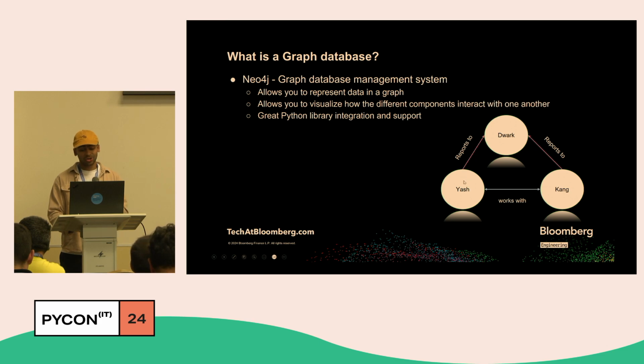All right, so this is me. I have a manager, let's say Dwark, I report to him, and that is the relationship. I have a colleague in the same team, Kang, and I work with him. It's as simple as that, nothing crazy, okay?